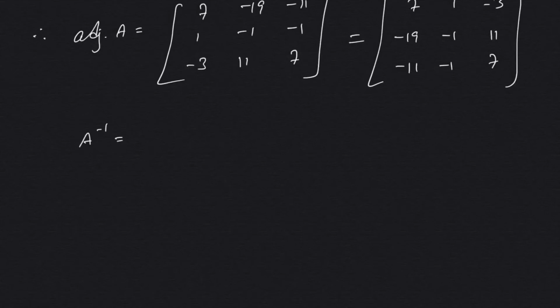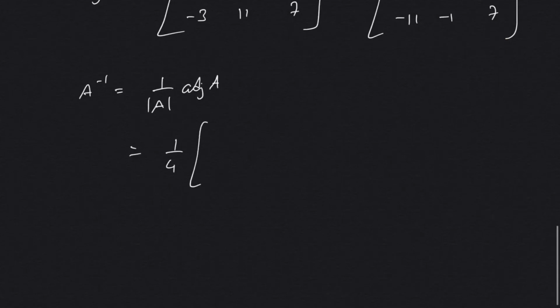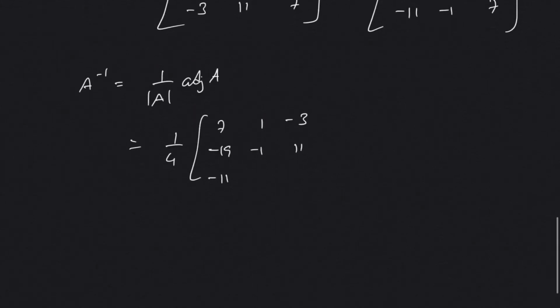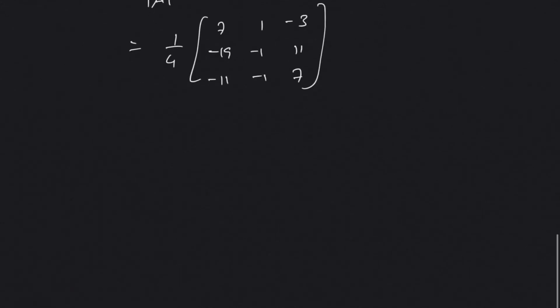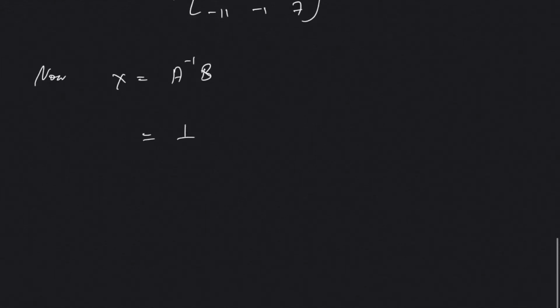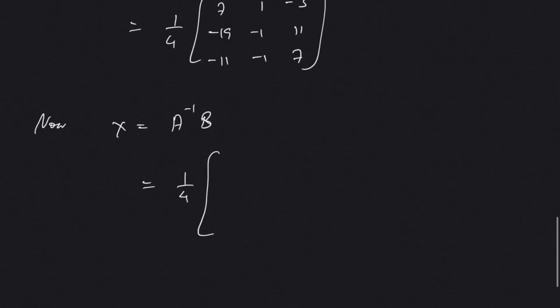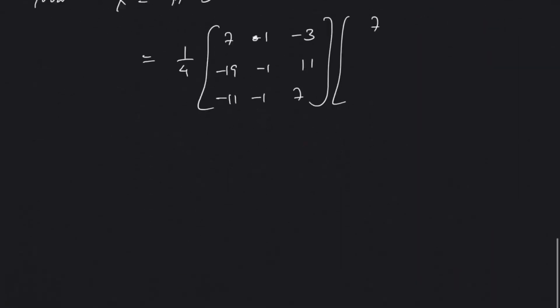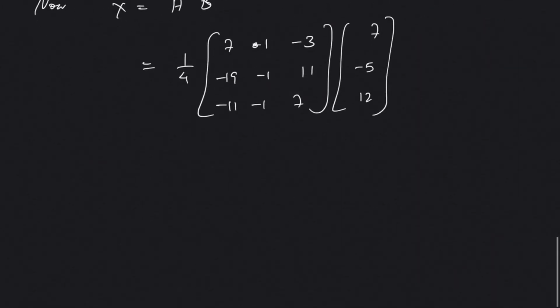So our inverse will be 1 by determinant of A into adjoint of our matrix A. So determinant of A was 4, and the adjoint is 7, 1, minus 3, minus 19, minus 1, 11, minus 11, minus 1, 7. So now we proceed to solve our given system of equations, that is A inverse of B, into our matrix B, which was 7, minus 5, 12. So let's get the product.